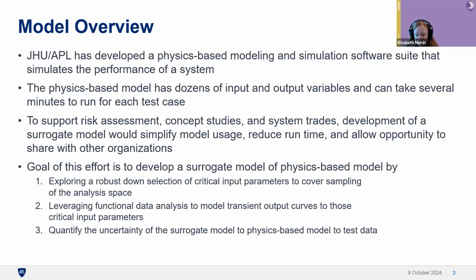Since we have our physics-based model and there's some already known uncertainty that could be built into that model because it's supposed to model real test data, by introducing a surrogate model, we wanted to see if there's any error or uncertainty when we go from surrogate model to a physics-based model and then ultimately back to our real test data.